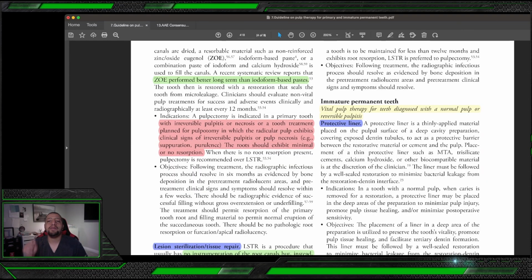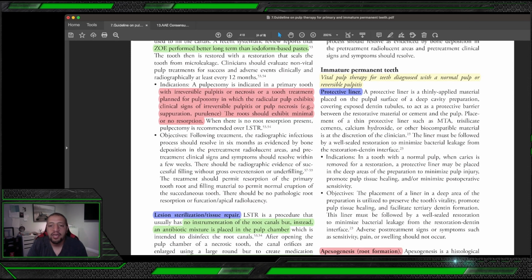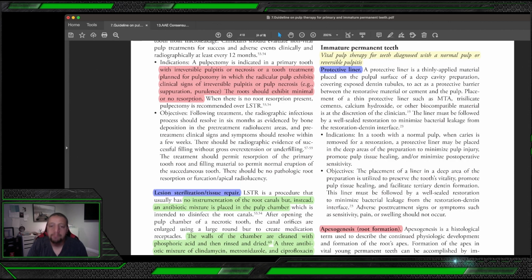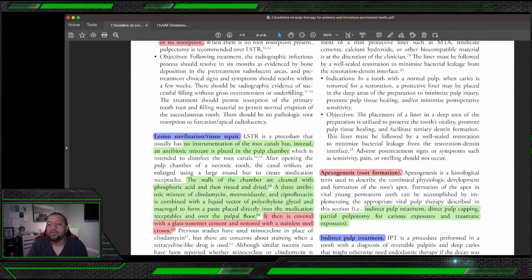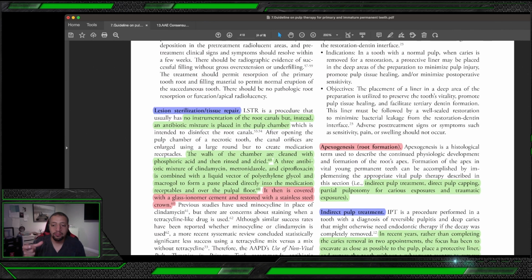So then we're gonna speak about immature permanent teeth and we're gonna speak about the 2 factors, is it vital or non-vital? Again, it's the same story, I'm not going to repeat it again, a protective liner to be used, okay? To place a liner in a deep area to protect the pulp. Or we can aim for apexogenesis. So apexogenesis is a term, it's not a treatment. What does this mean? Think about it, it's a category that has more than 1 line of treatment. What are the lines of treatment inside this apexogenesis?